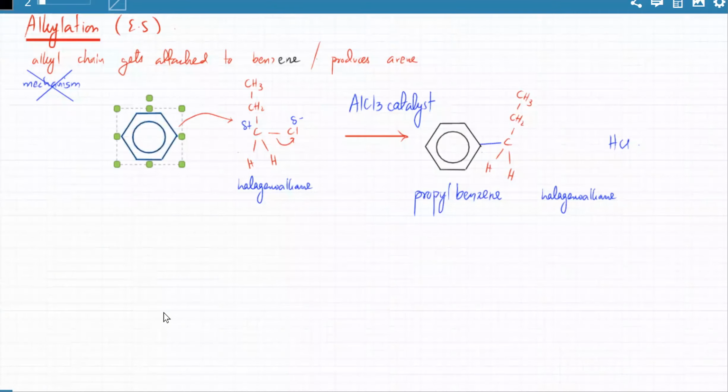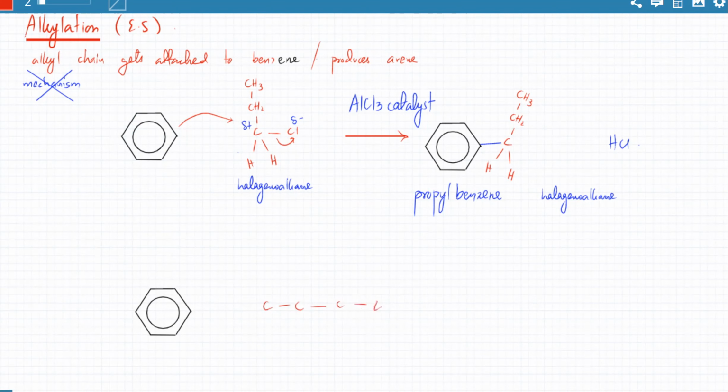So for example, let's say I have a tertiary halogenoalkane, and the tertiary halogenoalkane kind of looks like this. It's got this carbon chain, and there's a Cl attached over here. This would have 3 hydrogens, this would have 3 hydrogens, this one will have 2 hydrogens, and this one will have 3 hydrogens. And if I do a reaction, and there's an AlCl3 catalyst involved as well. So in this case, you have to predict what the product is going to be.